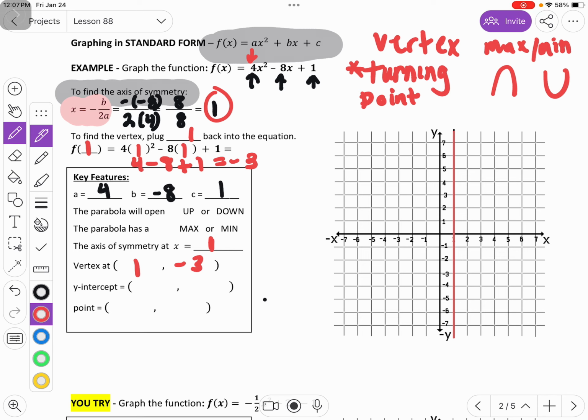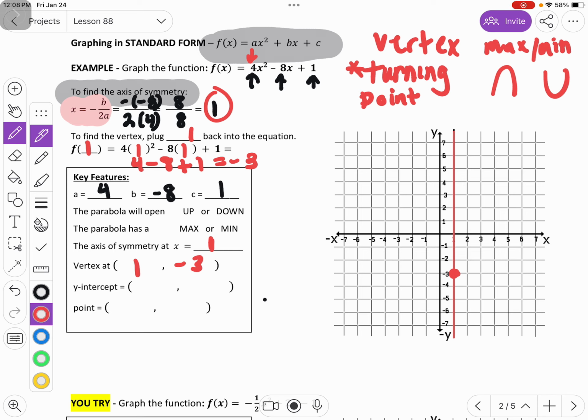So come down here, let's plot that. 1 and -3 is right here. All right, there's our vertex. So you can see our quadratic starting to take shape. First thing we did was find the axis of symmetry. Then we plugged the axis of symmetry in to find out what the vertex is.